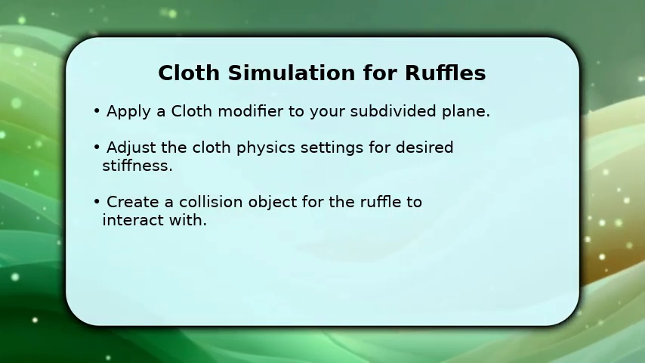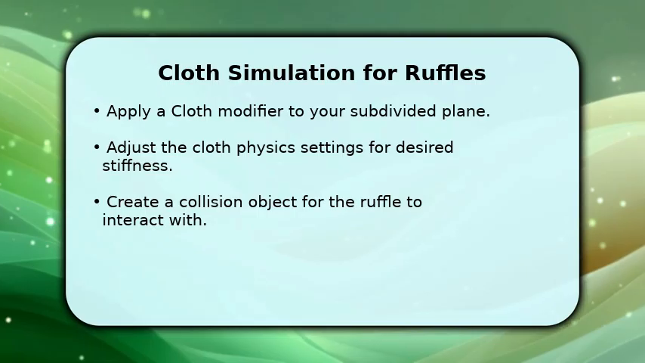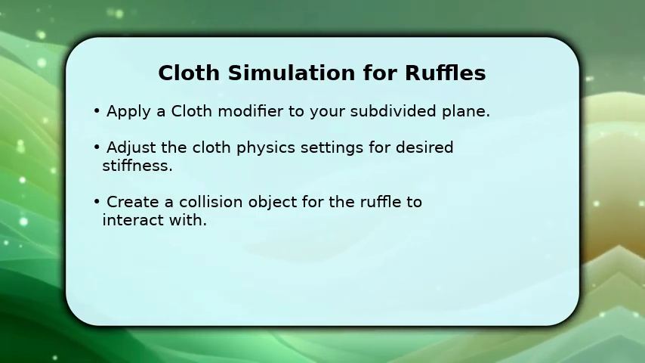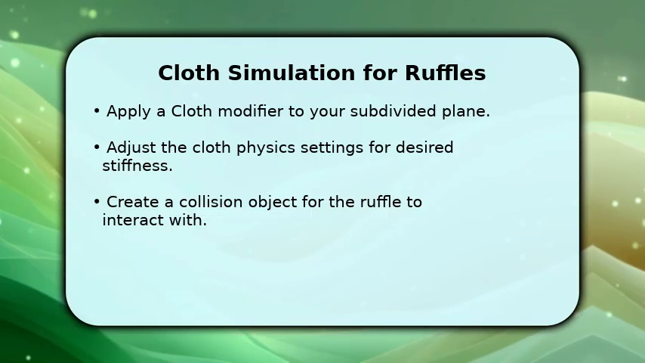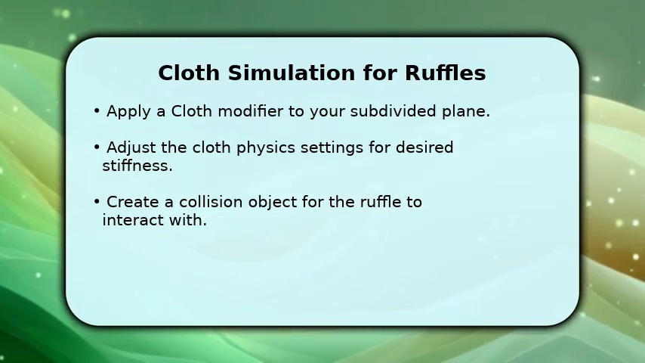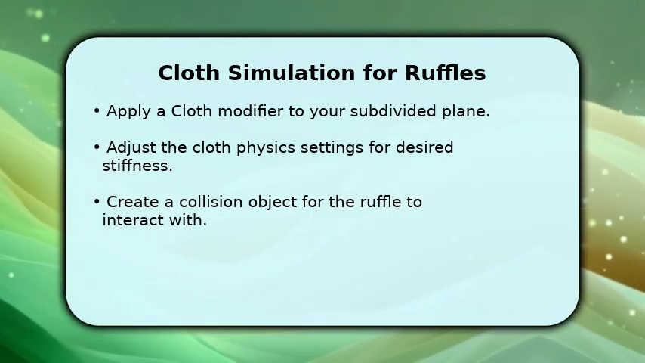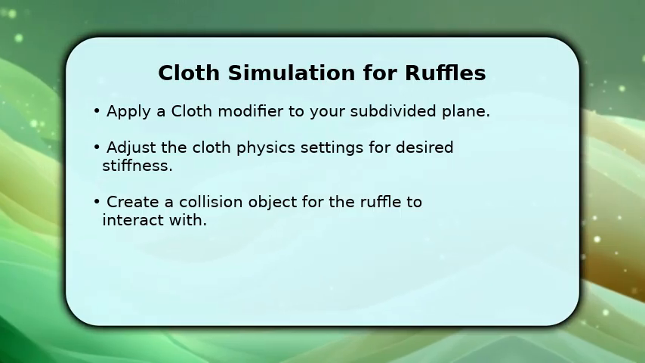Now, let's introduce some dynamic movement. Apply a cloth modifier to your plane. In the physics properties, you'll want to tweak settings like stiffness and damping to control how your fabric behaves. For instance, a bending value around 0.5 can give a nice, soft drape.